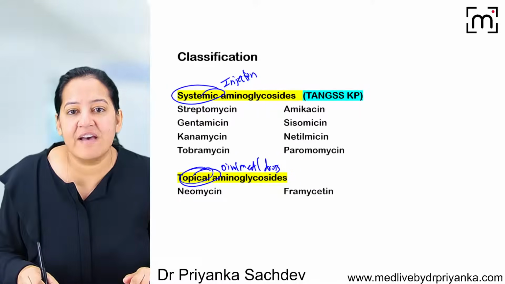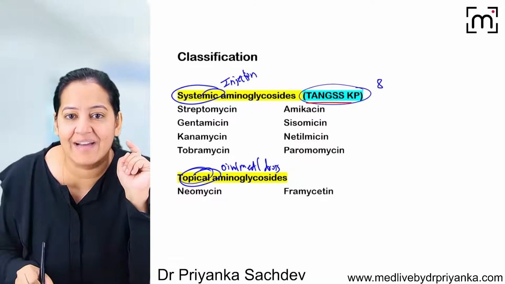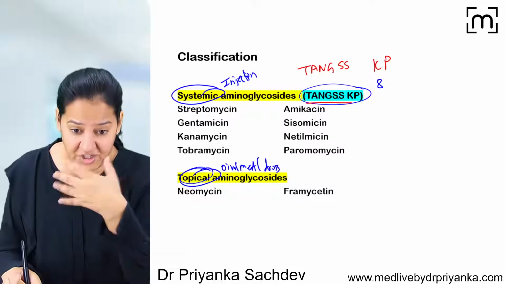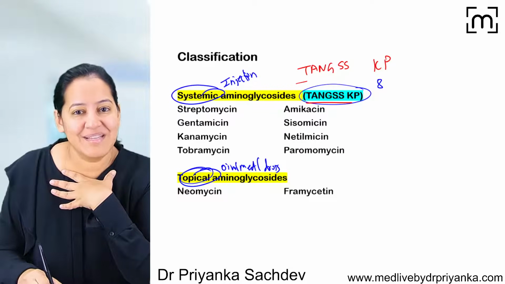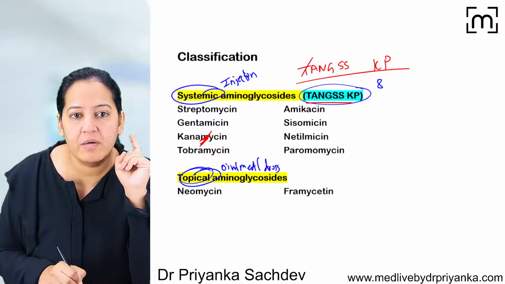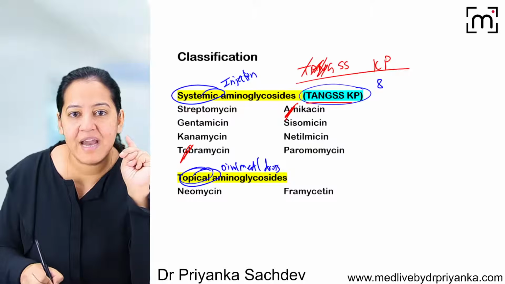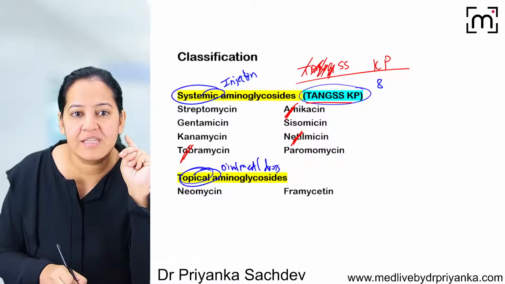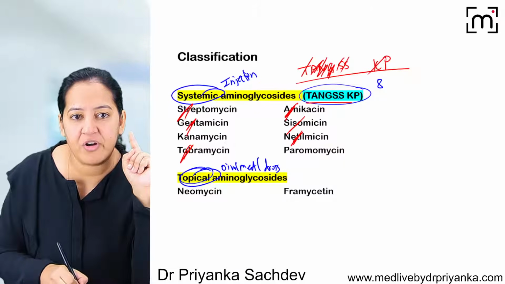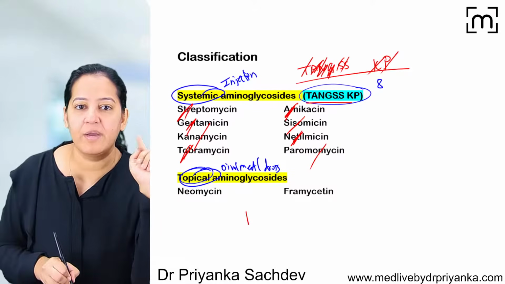So systemic are 8. I'm having a mnemonic for 8. The mnemonic is TANG, double S, KP. You can make a better mnemonic and share it with me if you have something better. So these are the 8 systemic. T stands for tobramycin. A stands for amikacin. N stands for netilmicin. G stands for gentamicin. There are 2 S: streptomycin and sisomicin. K for kanamycin and P for paromomycin. So TANGS KP. And topical we have only 2.